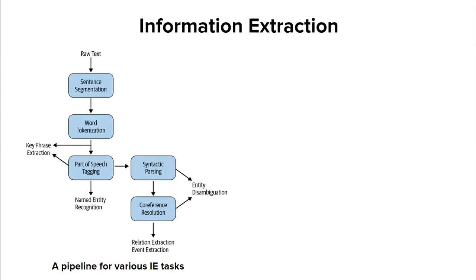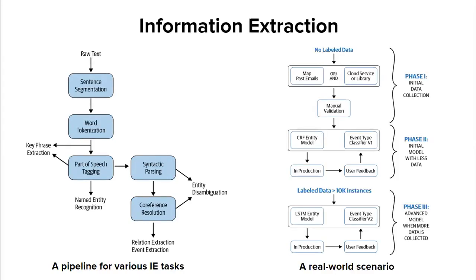And at the same time, we also do some case study of how we just start when we don't have any training data at all. Say, for example, here we collect some initial data, do some manual validation, build a small model, deploy it, get user feedback. Then as time passes, as we collect more data, we graduate into a more robust, more sophisticated, say, deep learning model when more data is collected. So this is what you do in a real world scenario.